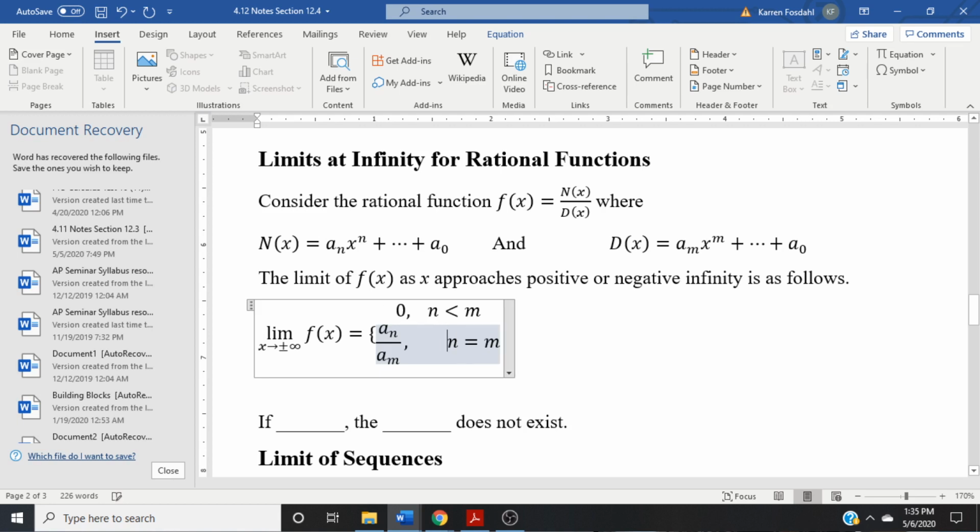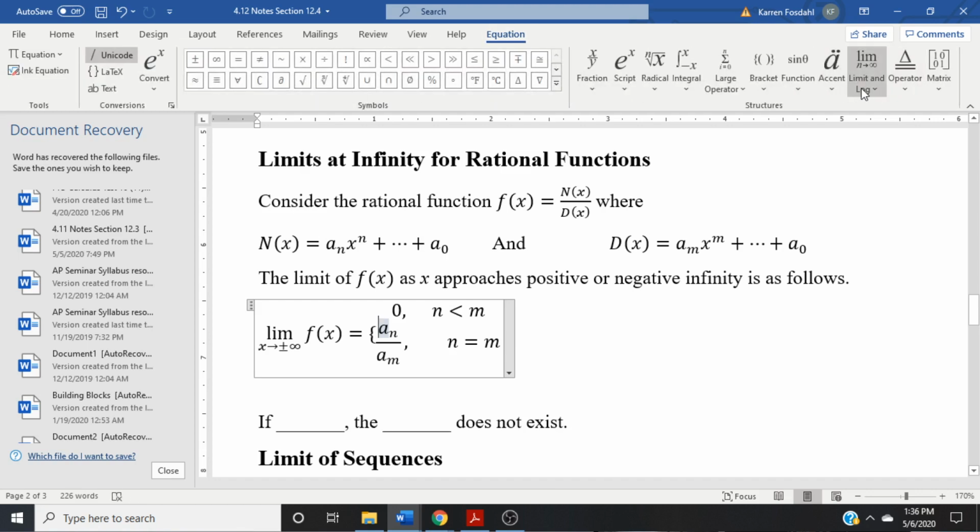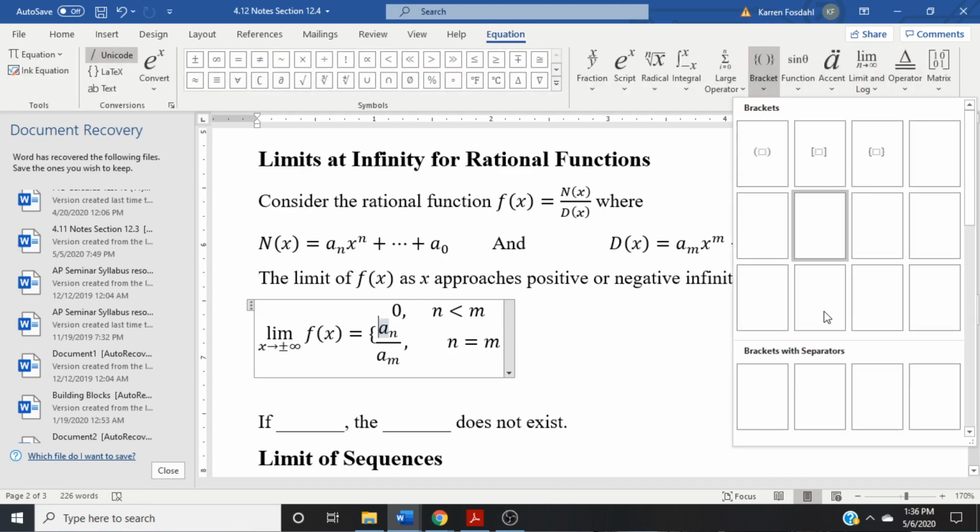Okay, I don't understand this. Don't ask me what's going on here. Okay, if n equals m, then let's just do this real quick. Okay, let's do C. Maybe there's an equation tool I can use. Brackets.